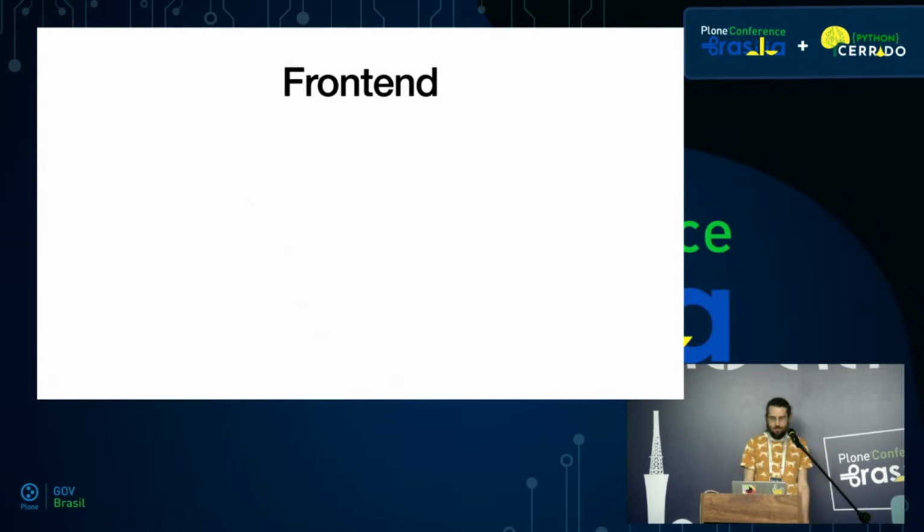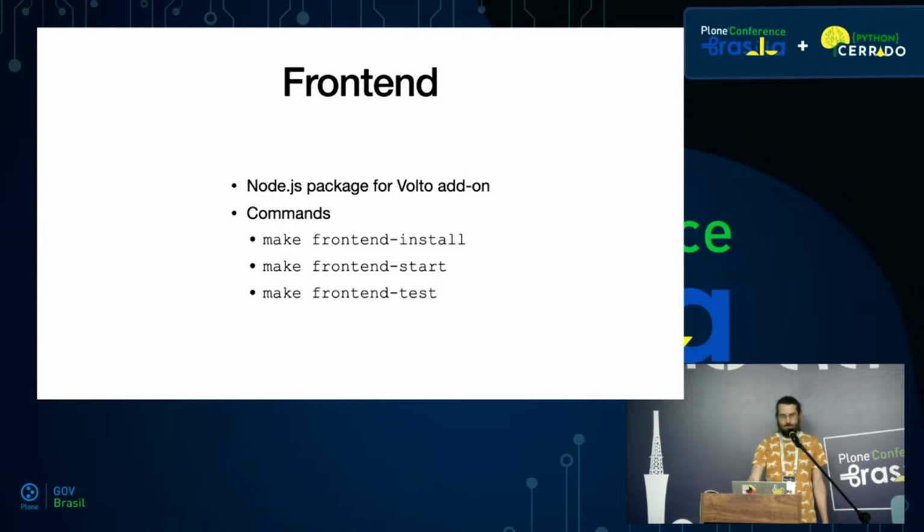Then we've got the front end. So we have the structure for a Volto add-on here. We have some commands, front end install, start, and test. We have a front end Docker image, which again is a custom Docker image that's extended with any add-ons you want to use.